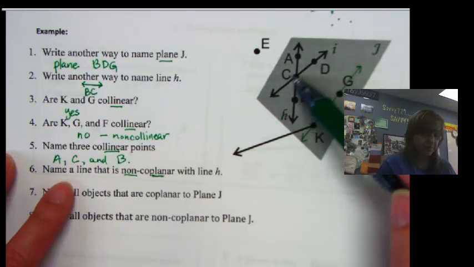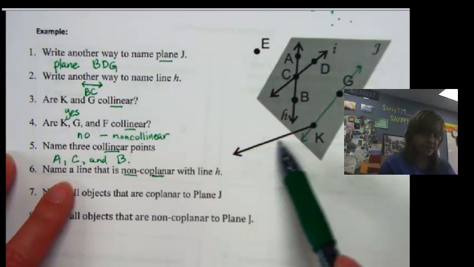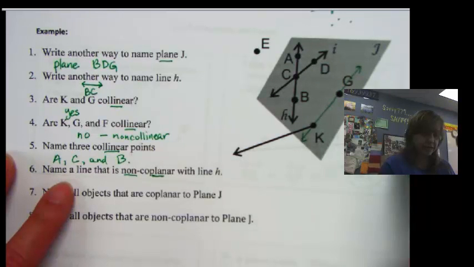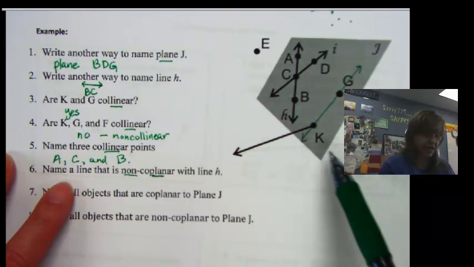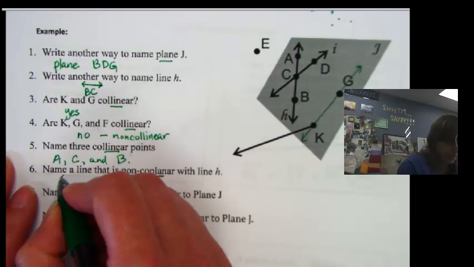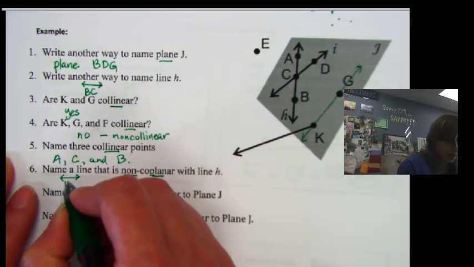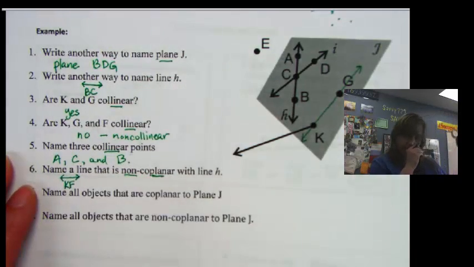Line I definitely sits in that plane, but this line here goes through the plane. So this is our answer. And it would have to be named with the 2 letters that we see on it, the 2 points, which are K and F. So that's my answer. Line KF.